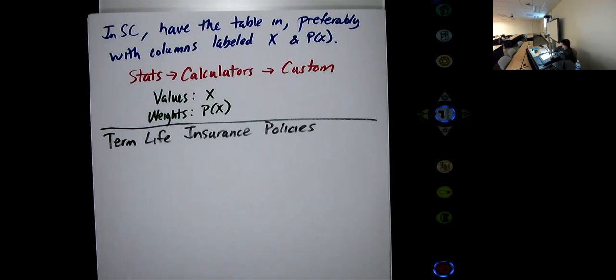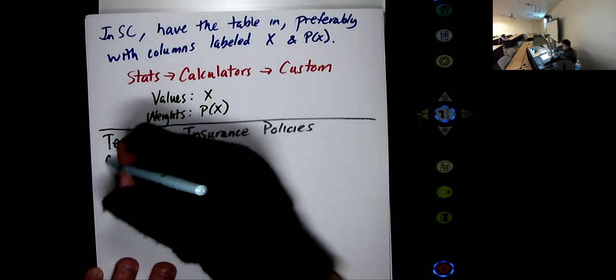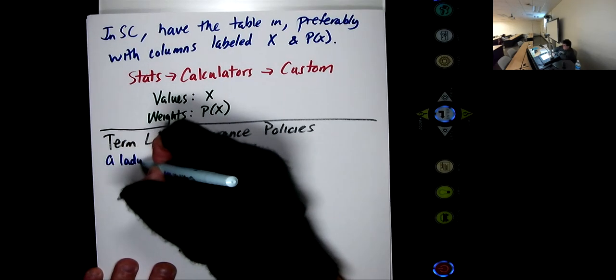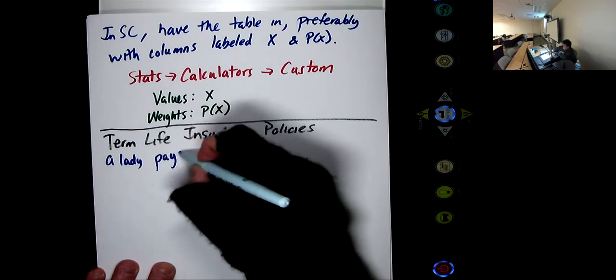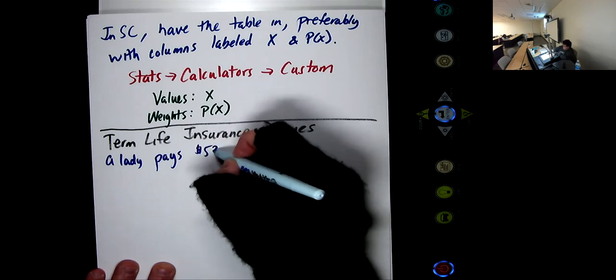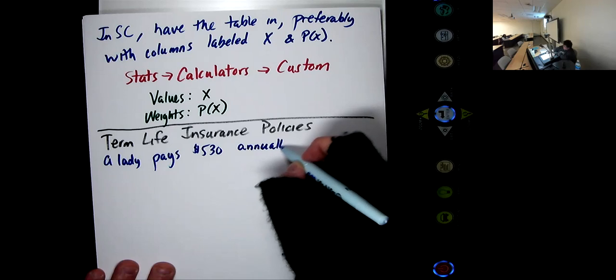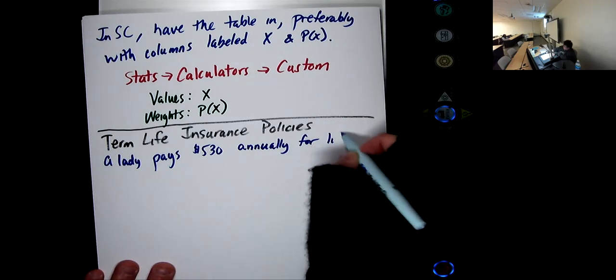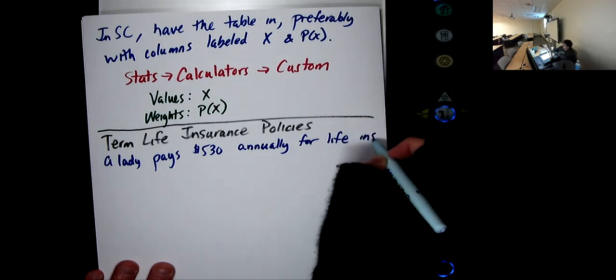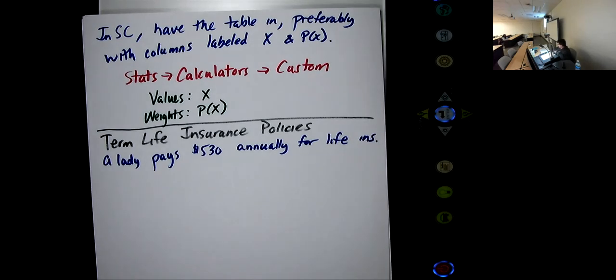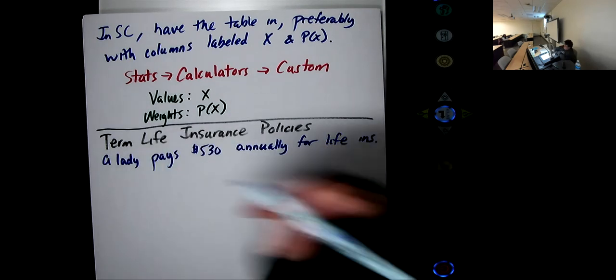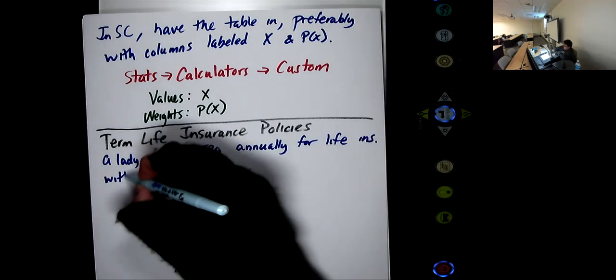A lady pays $530 annually for life insurance. I'm going to abbreviate life insurance, INS, for insurance. And the life insurance has coverage of $250,000.